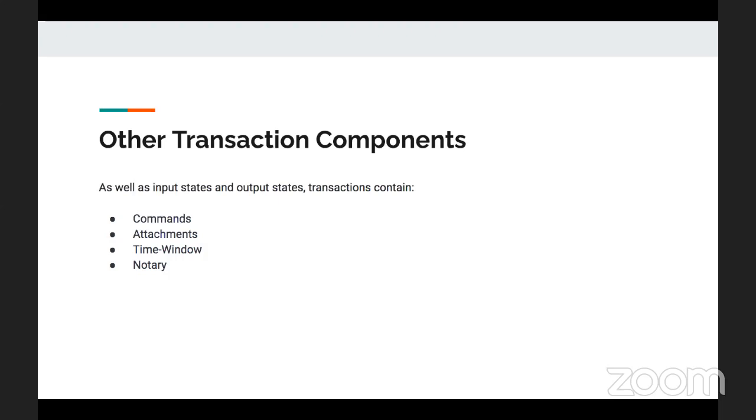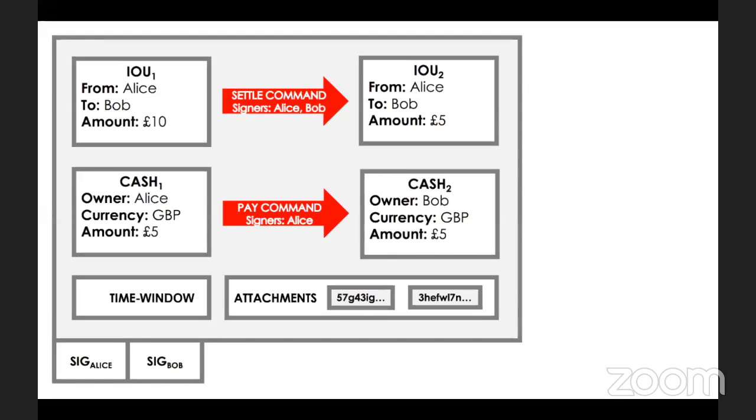Now, in the input and output, a transaction contains commands, attachment, time window, and notary. These are the advanced components we use in a transaction. So when you see a transaction with an input going to an output, the command that we execute in the transition is called the command of the particular transaction.